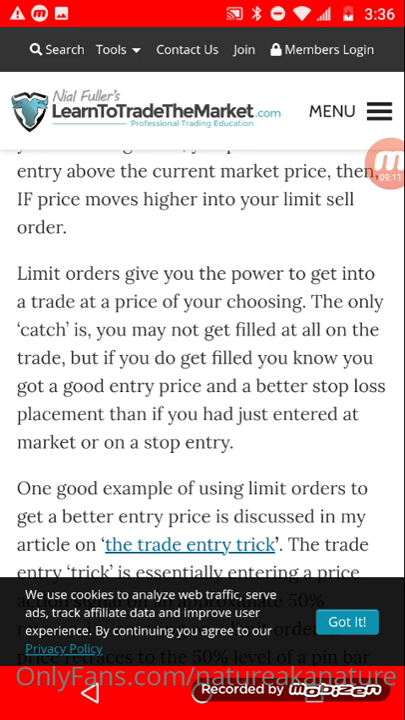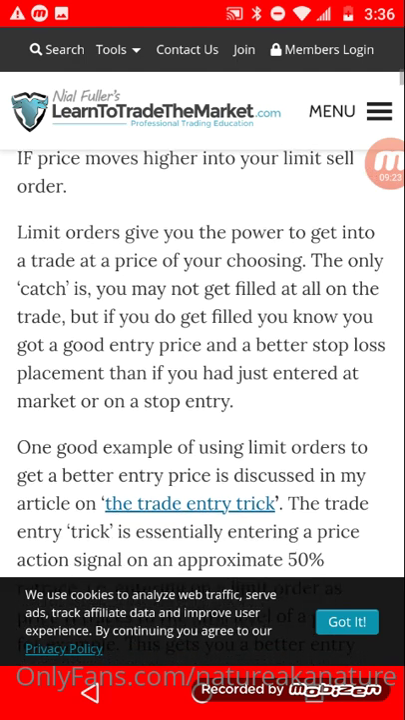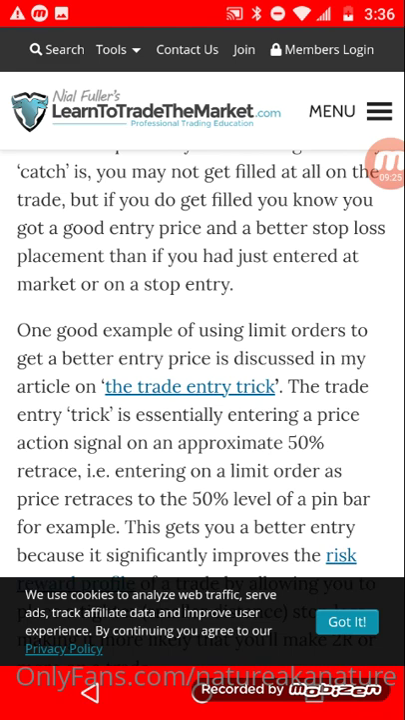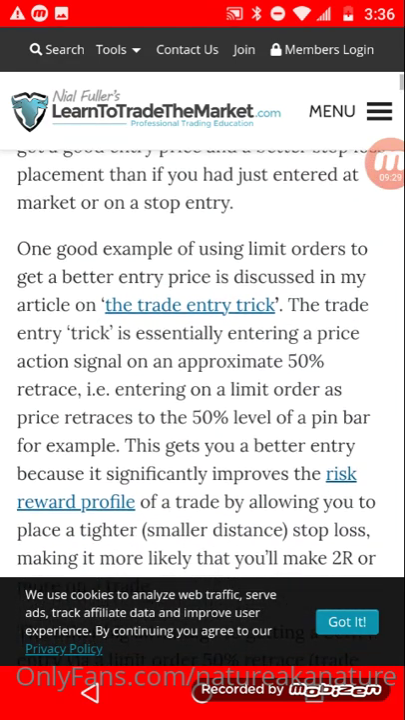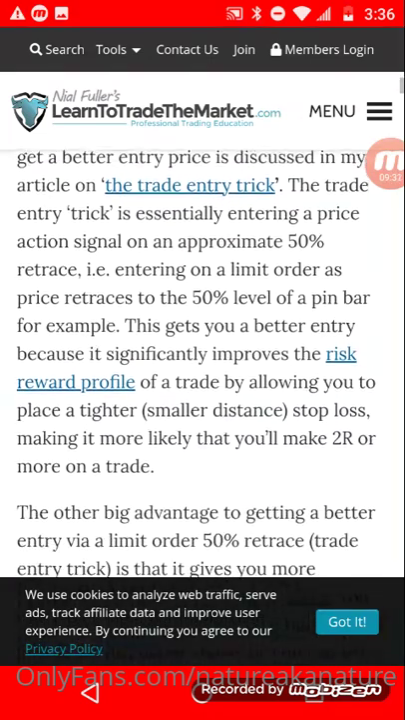So then if you just enter at the market or on a stop entry, it'll help you to put that stop entry in. So we use everything. Want an example of using limit orders to get a better entry point or entry price? This is discussing his trade entry trick.